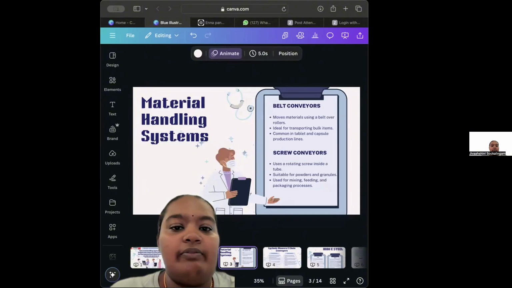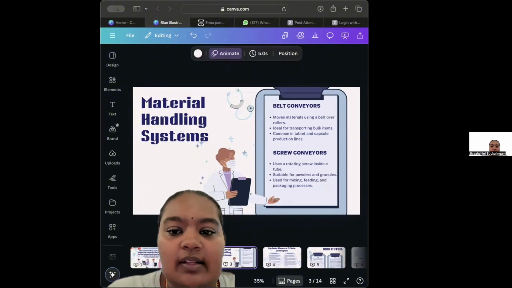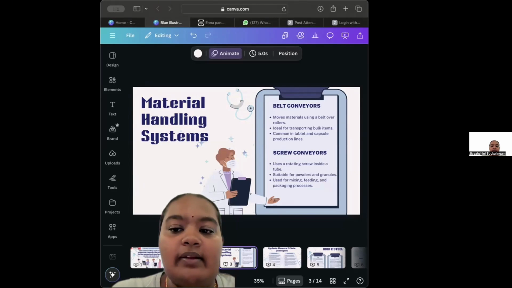So let's move on to material handling systems. They include the belt conveyor and the screw conveyor. Let's talk about the belt conveyor. Belt conveyors are one of the most commonly used systems in pharmaceutical production. They consist of a moving belt that carries material from one point to another over rollers. This system is especially useful for transporting bulk materials or tablets over long distances without human interference. It's reliable, cost effective, and reduces the chances of cross contamination.